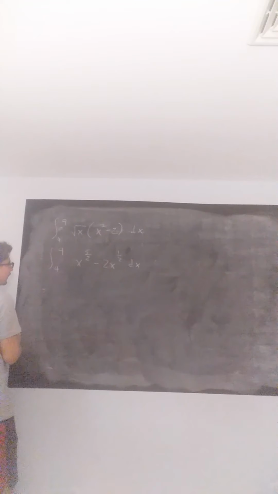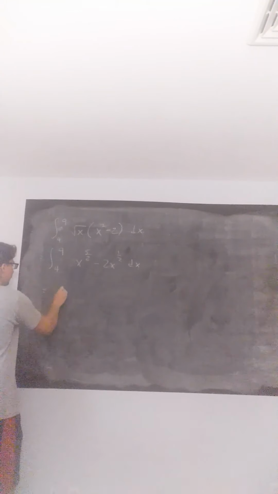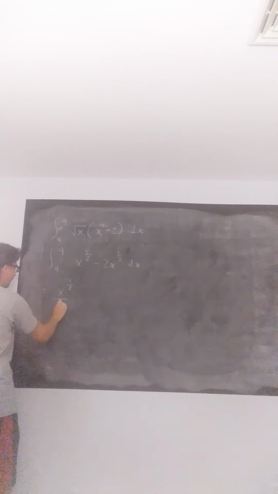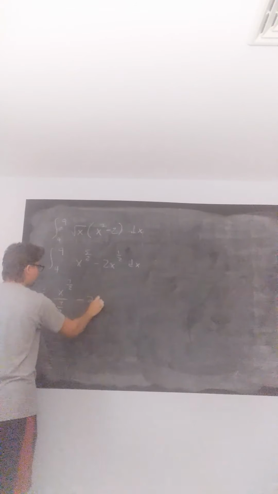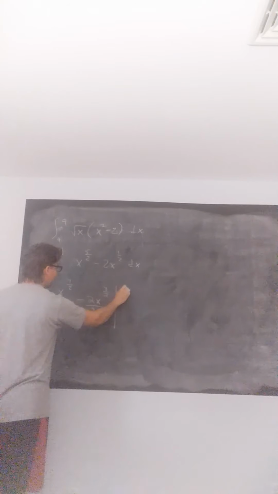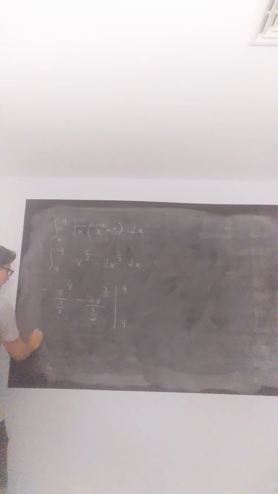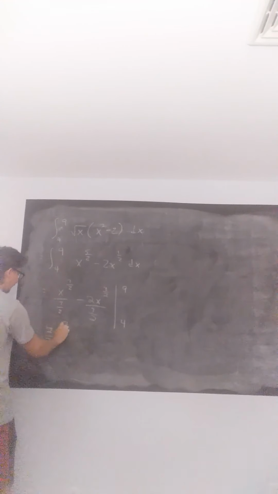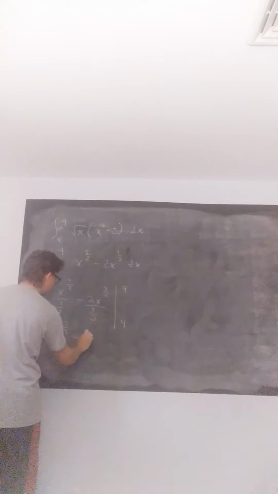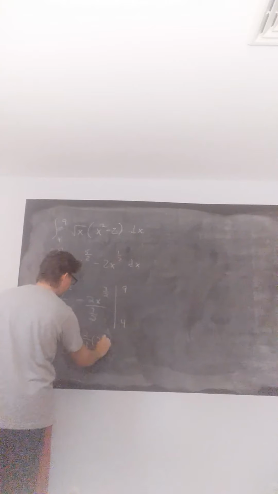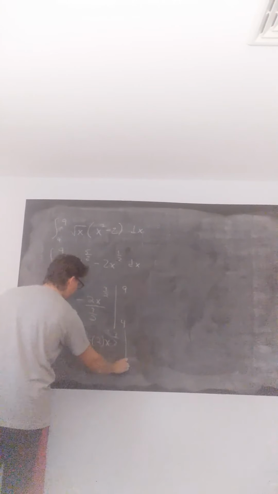So now we can go ahead and integrate. So this is going to be 5/2 plus 1, that'll be 7/2. So x to the 7/2 over 7/2 minus 2x to the 3/2 over 3/2 evaluated at 9 and 4. So that means we got 2/7 x to the 7/2 minus 2/3 times 2 x to the 3/2 evaluated at 9 and 4. Okay?